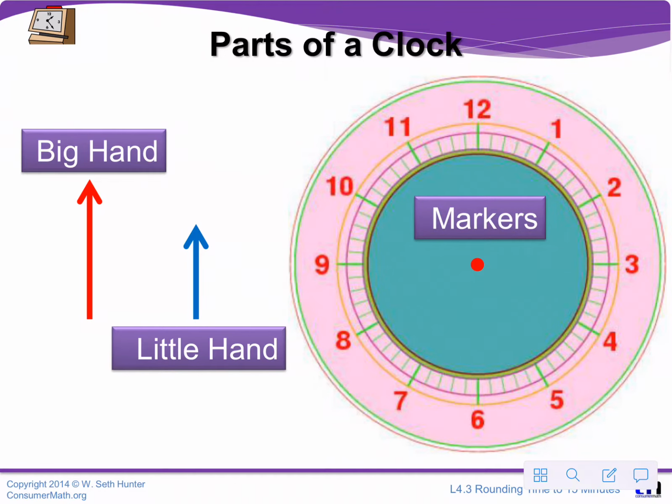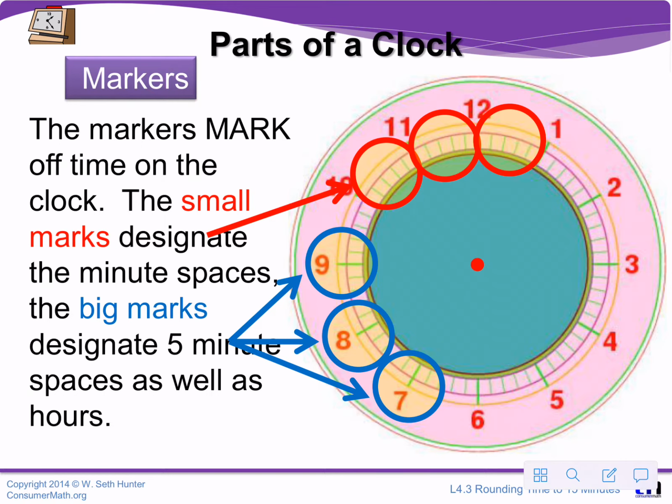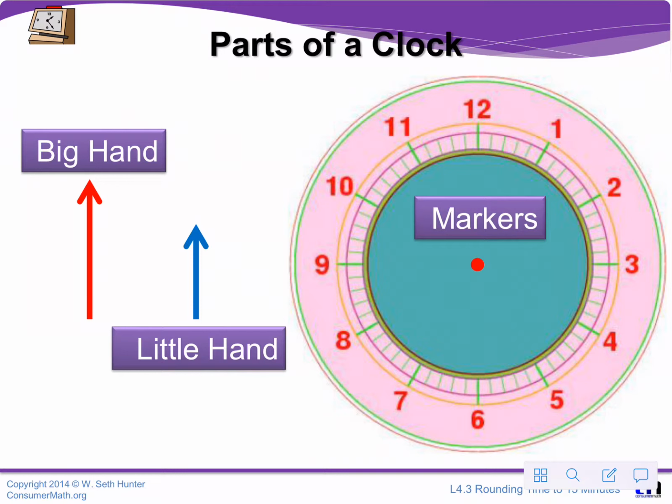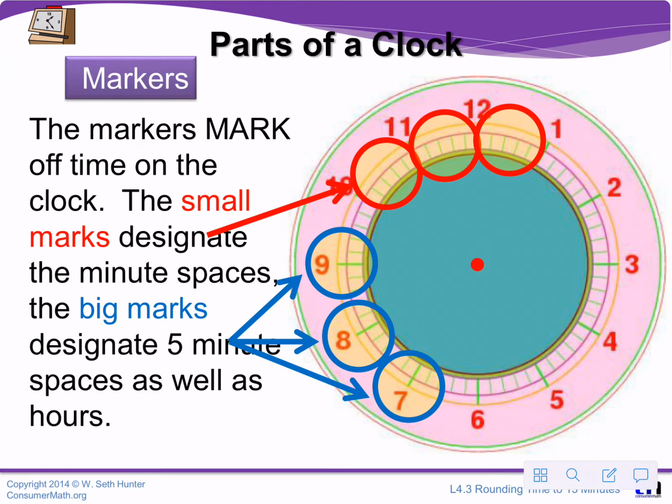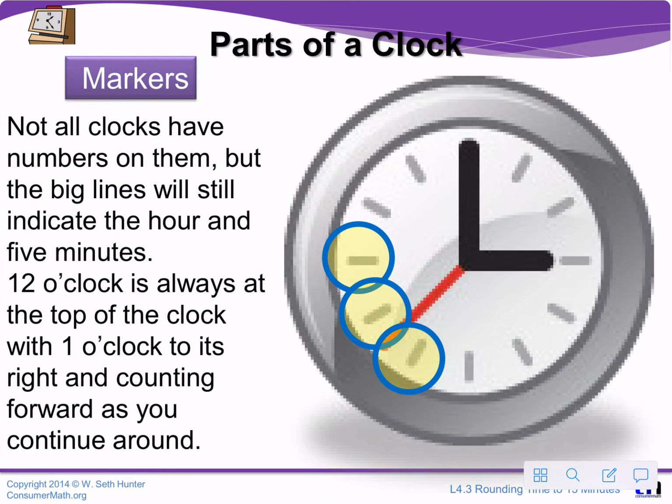So we have a big hand and we have a little hand. The big hand indicates the minutes and the little hand indicates the hour. And then we also have markers that mark off time on the clock. The small markers designate the minute spaces and the big markers indicate 5-minute spaces as well. Not all clocks have numbers on them, but the big lines will still indicate the hour in 5 minutes.